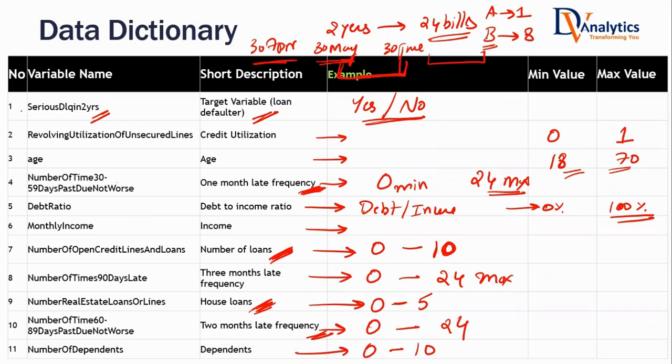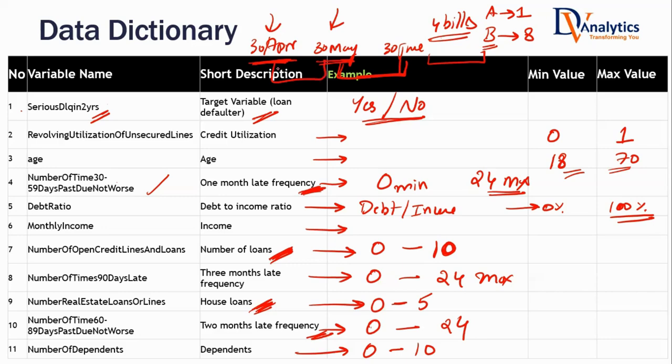Sir, hello, sir. Yeah, go ahead, Nipun. Sir, can you explain that eighth one? Number of times 90 days late. Have you understood the fourth one? Yes, sir. Tell me, what is that? How many times a particular customer paid 1 month late? That means your bill got generated on 30th April. You have to pay by 30th April, but by when have you paid?